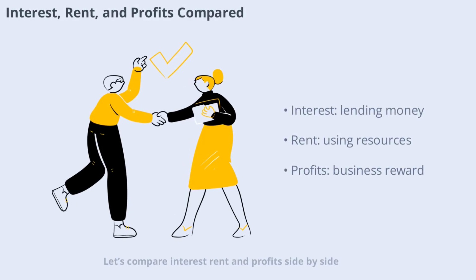Let's compare interest, rent, and profits side by side. Interest is the reward for lending money, rent is the payment for using land or resources, and profits are the reward for running a business. Each plays a unique role in the economy, helping to allocate resources, encourage investment, and reward innovation. By understanding these differences, you can better appreciate how money flows and grows in the world around us.